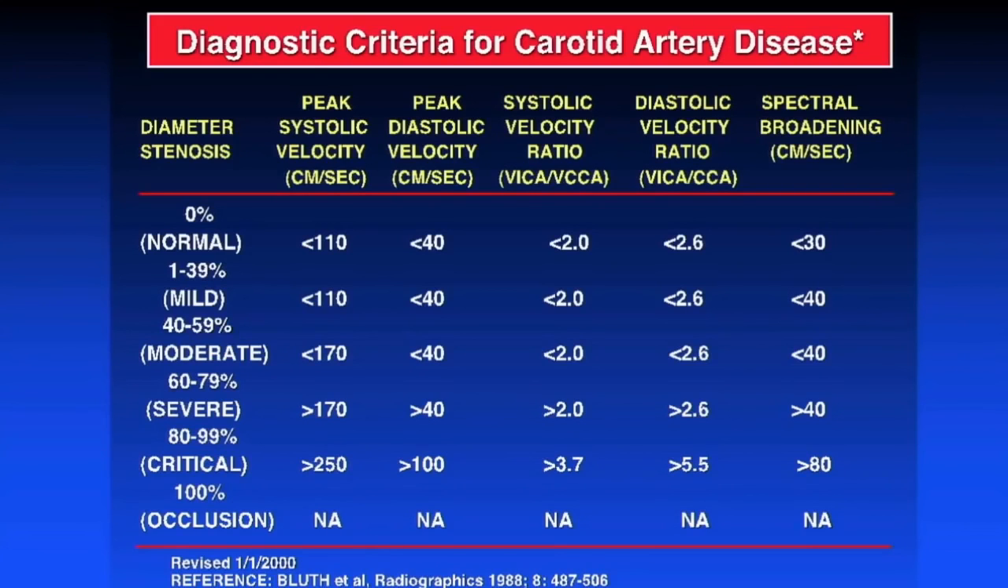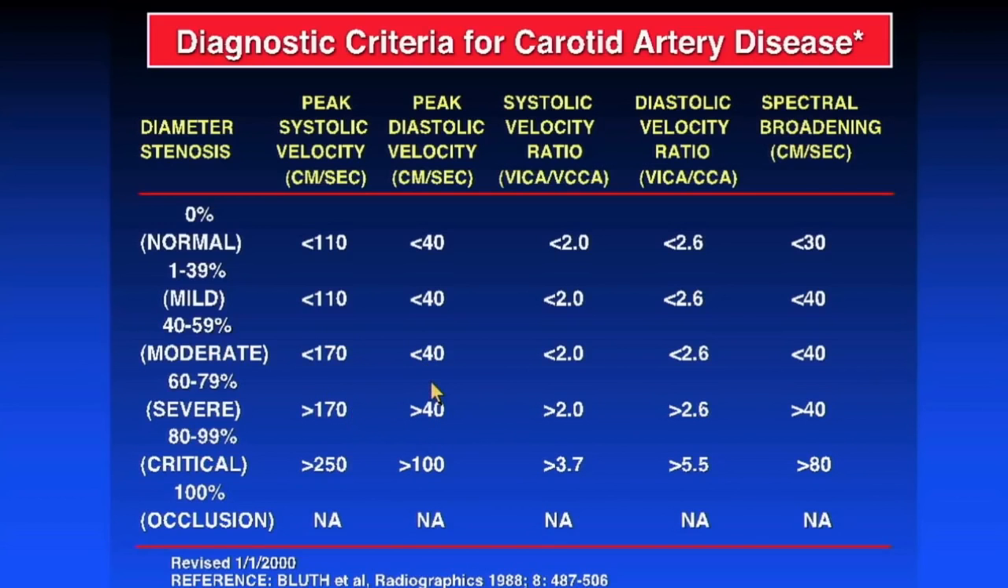So again, going back, just to remind you that there are two different tables, and these are present in the literature. This is one I published as the first author in Radiographics way back in, I think, 1989 or 1990. But if you just Google my name, you'll find the table. And the differentiator on this table is that for 60 to 79% stenosis, the peak systolic velocity is greater than 170 centimeters per second.